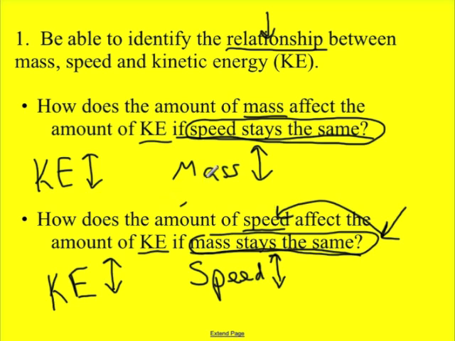You can't just say, oh, if the mass goes up, the kinetic energy goes up. Well, not necessarily, only if the speed stays the same, and vice versa here. So make sure on the test you say things like that, like, okay, the kinetic energy will go up if the mass goes up, if the speed stays the same. If the speed goes up, the kinetic energy goes up if the mass stays the same.